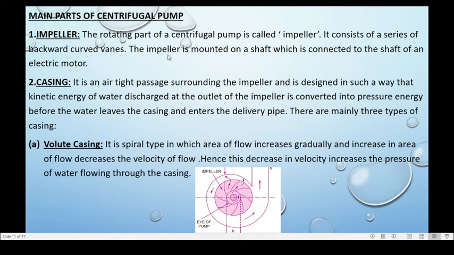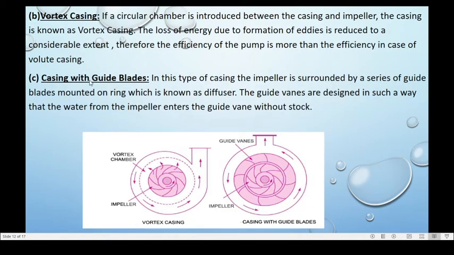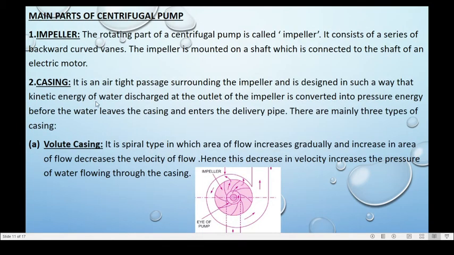We have seen earlier that the impeller is mounted on the shaft, which is connected to the electric motor. Next is the casing. So what is the casing? Casing is the airtight passage surrounding the impeller and designed in such a way that kinetic energy of water discharged at the outlet of the impeller is converted to pressure energy before it leaves the casing.